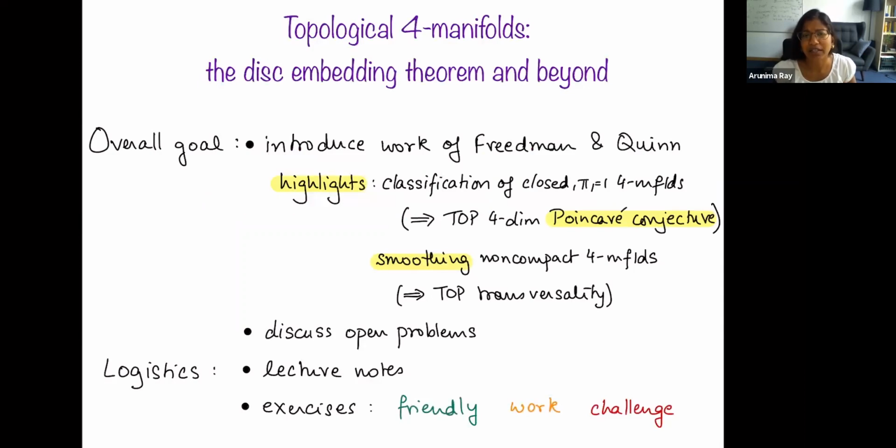The central work in the topological category is the work of Freedman and Quinn. This has two flavors. Let me explain how that works. The first part provides the context for smooth results, in that it gives you a difference between the topological and smooth categories. As an example, we have a complete classification of closed simply connected four-manifolds up to homeomorphism. And this includes, for example, the topological four-dimensional Poincaré conjecture.